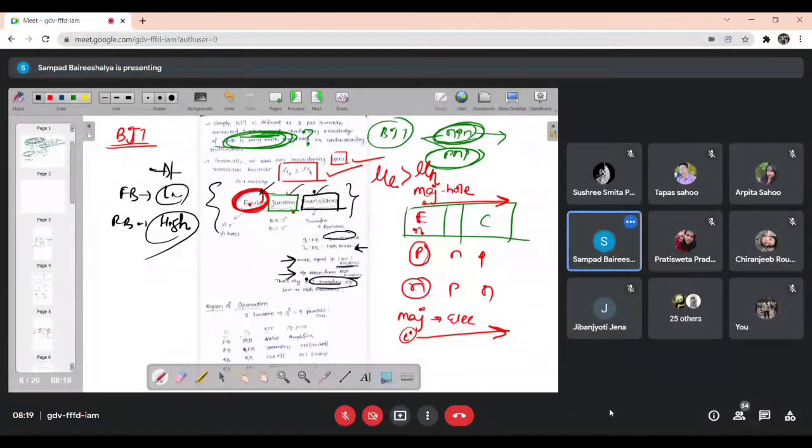You will understand the definition of each term: what bipolar is, what junction is, what transistor is. Bipolar means you are considering two poles, junction means you are considering two junctions, and it is called transistor because at the input side you are giving a weak signal having low resistance level, and at the output side you take the output, which has high resistance. That's why it is the bipolar junction transistor. Is that clear?